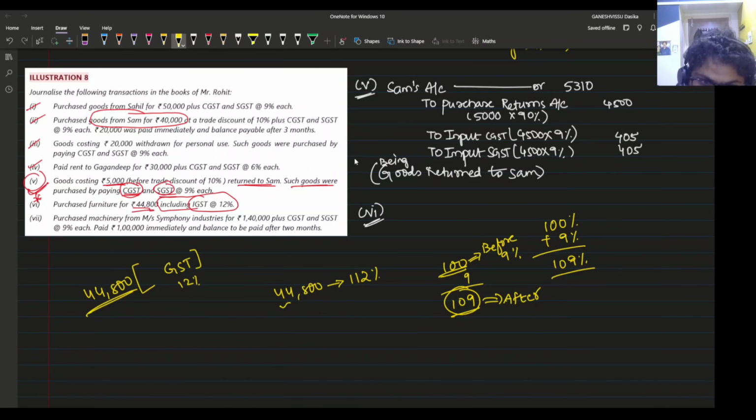So this 44,800 is including GST of 12%. That means it also includes 100% value plus 12% IGST value, integrated goods and services tax. So what we have to calculate is the original amount included in 44,800. That means simply I'll say the calculator trick, or whatever you call it.